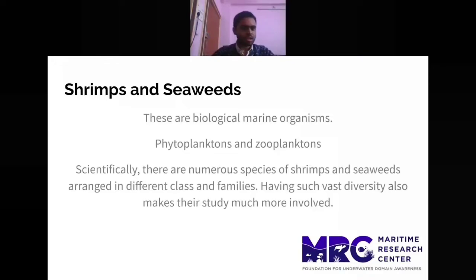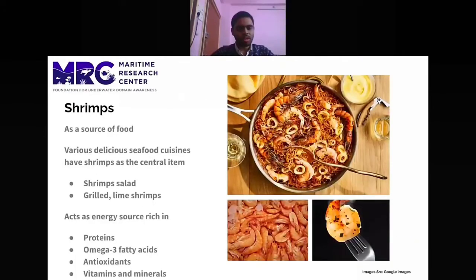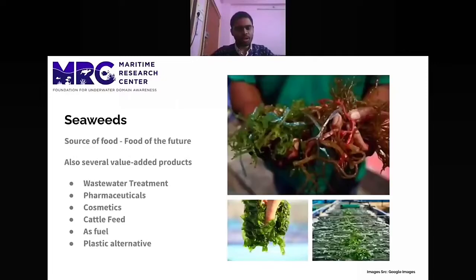If we talk about the shrimps, the shrimps are mainly seen as a source of food. Various delicacies all over the globe are being prepared by taking the shrimp as a central item. Not only that, they also act as an energy source which are rich in proteins, omega-3 fatty acids, antioxidants, and vitamins and minerals.